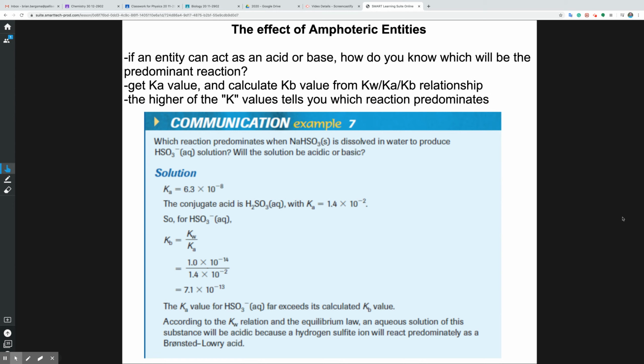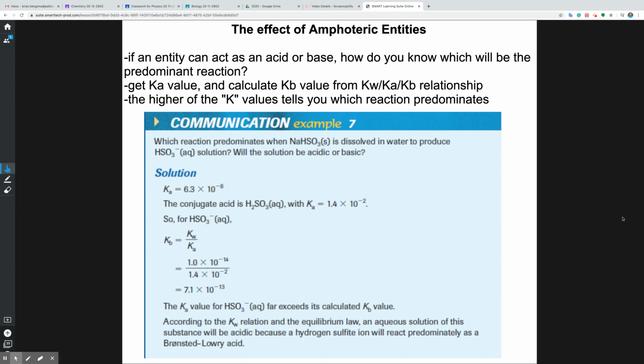So get the Ka value. You can always get the Ka values for all of these from our data booklets. Then we can find our Kb using our Kw. The higher K value tells you which reaction is predominant. For this example, it's in your textbook on page 750, but I'll read through it so we can know how to do it.